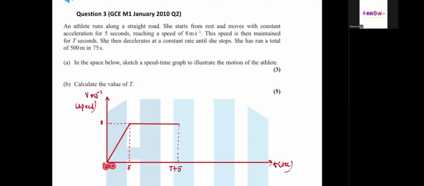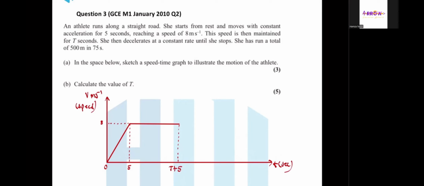And from t equals 0 to t equals 5, she was constantly accelerating until she reached a speed of 8 meters per second. All right. And then for t seconds, where the value of t is unknown, she maintains this speed. Okay, and in the last stage of the journey, she is coming to rest, meaning she is decelerating. So basically, she is gradually decelerating in the last stage of the journey.